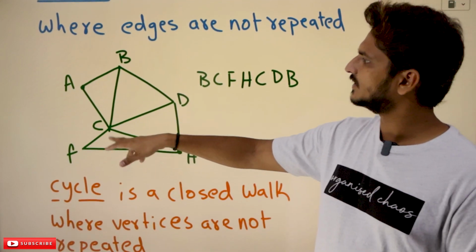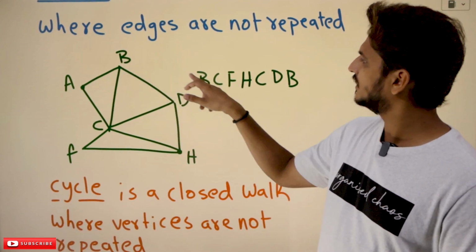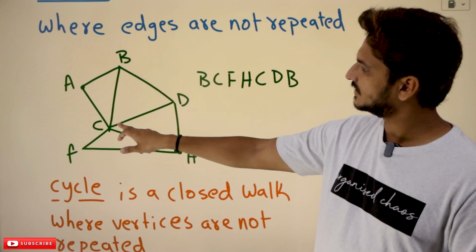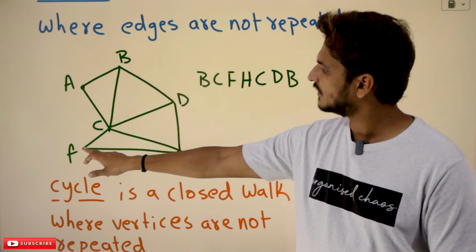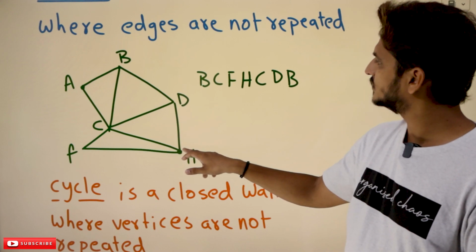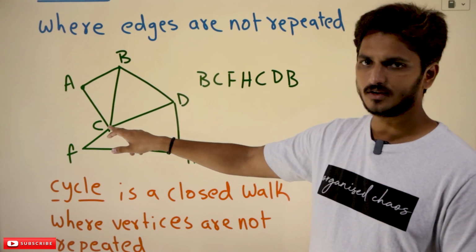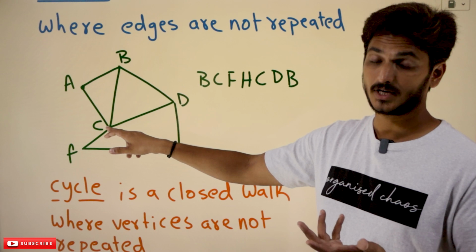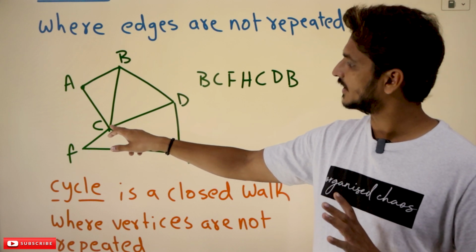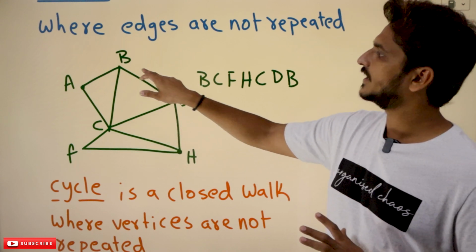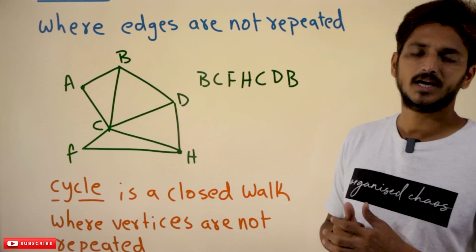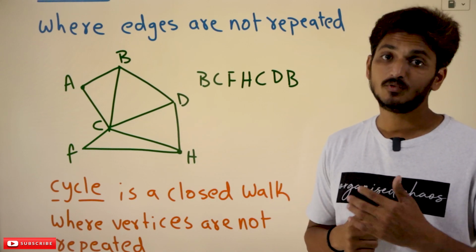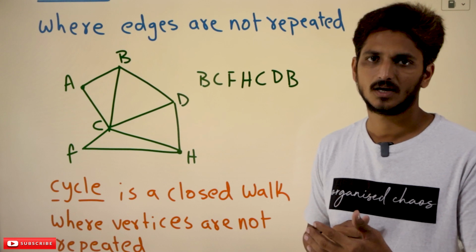See, in this example, these are the vertices. We started from B. We moved to C. And we moved to F. Then we moved to H. Then we move to C again. Yes, vertices can be repeated, edges are not going to be repeated. Then we take D. Then again move to B. Starting and ending is the same. Then we say it is a circuit.